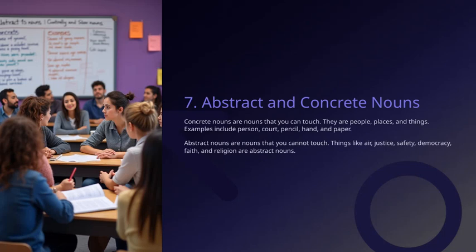Now let's talk about the difference between concrete and abstract nouns. Concrete nouns are things you can actually touch or see, they're tangible. Think of people, places, and objects like a person, a court, a pencil, a hand, or a piece of paper. These are all concrete because you can experience them with your senses.